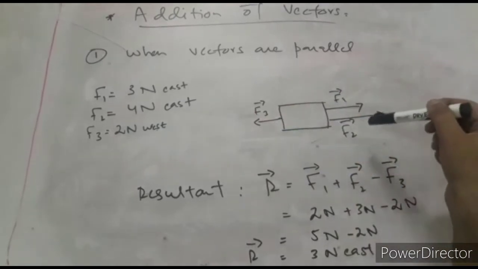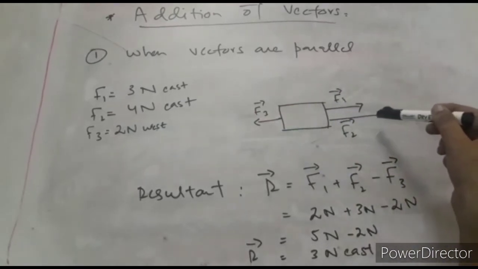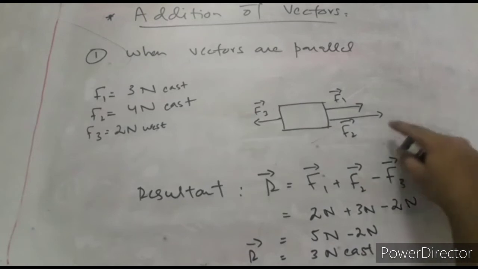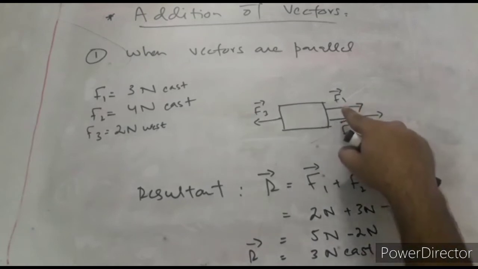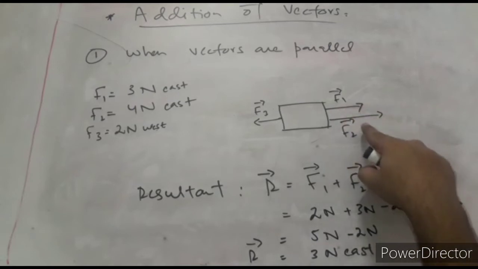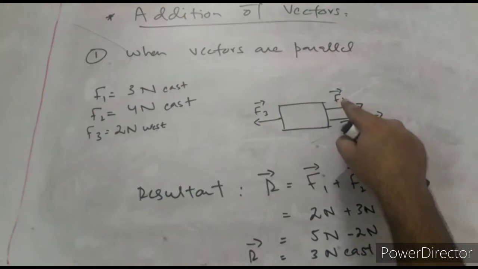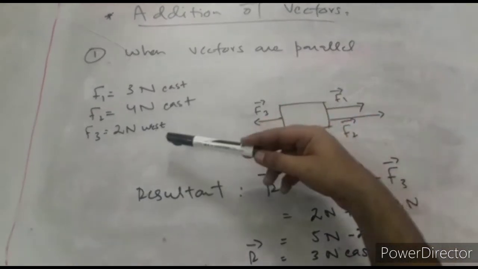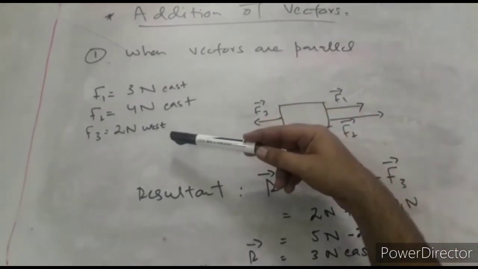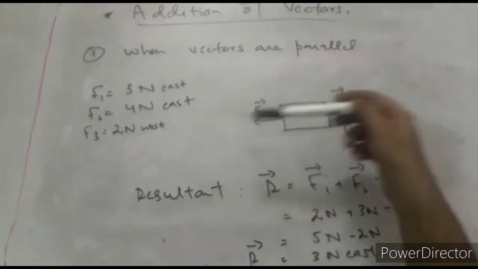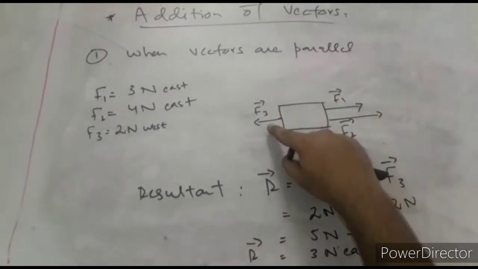The direction should be the same, and the magnitude is represented by the tail. This is the tail, this is the head. This is the 3 Newton vector, that's why it's short in length. And this is the 4 Newton vector, so the tail is a bit longer than this one. And then the third vector F3 of 2 Newtons, which is going towards the west direction, it means this direction, and I drew that vector over here.